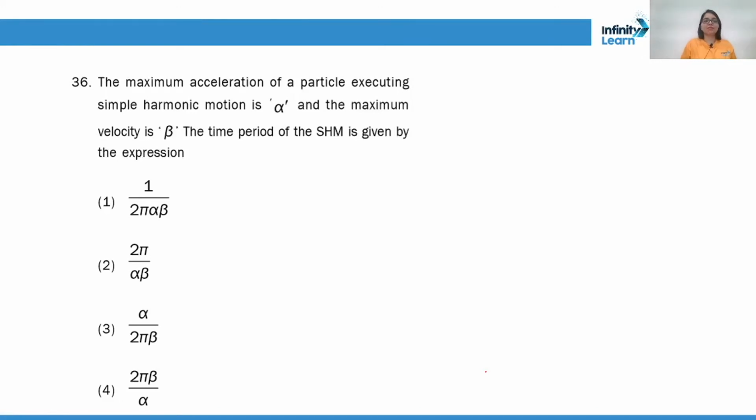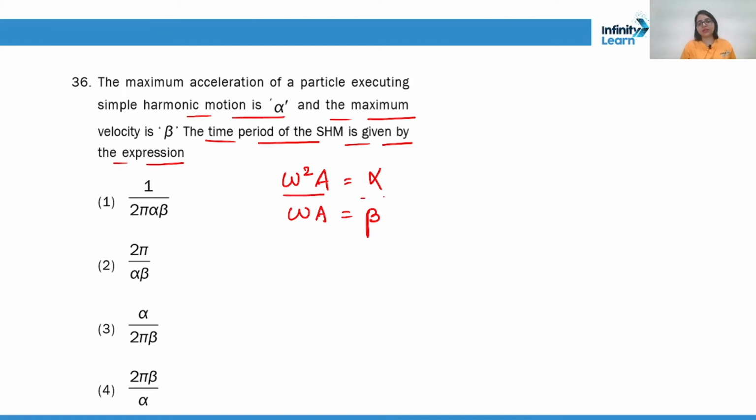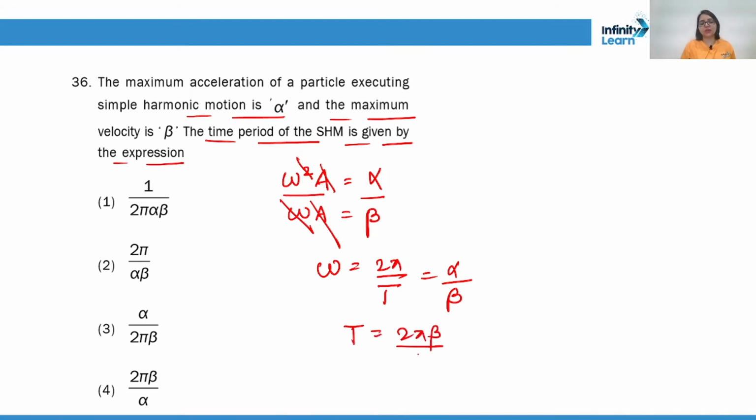Question number 36. The maximum acceleration of a particle executing SHM is alpha. So maximum acceleration is omega square A, which is alpha, and the maximum velocity is beta. Omega A is the maximum velocity, which is beta. The time period of SHM is given by the expression. So let's divide these two equations. A will cancel, one omega will cancel one omega. So omega, which is equal to 2 pi by T, is equal to alpha upon beta. So basically the time period is 2 pi beta upon alpha, which is option 4.